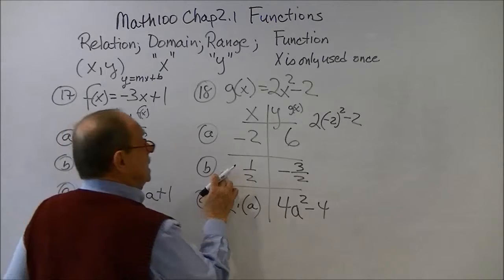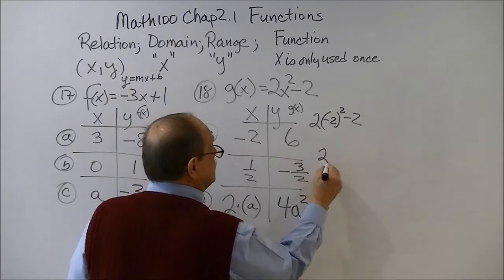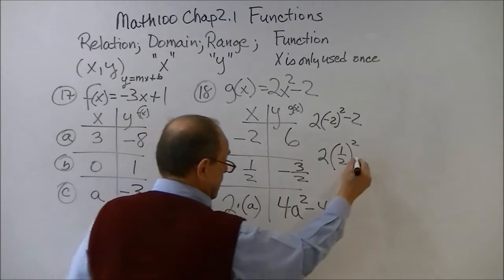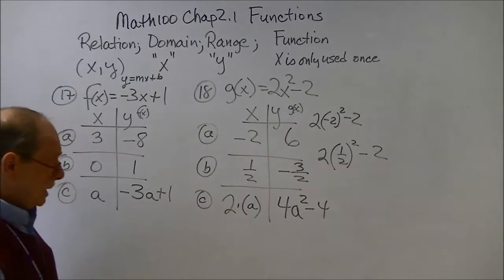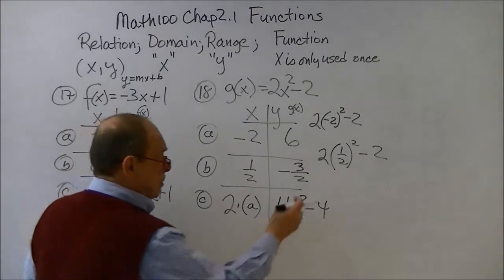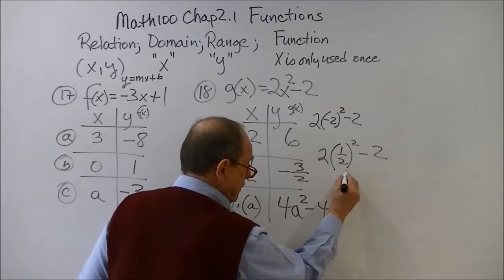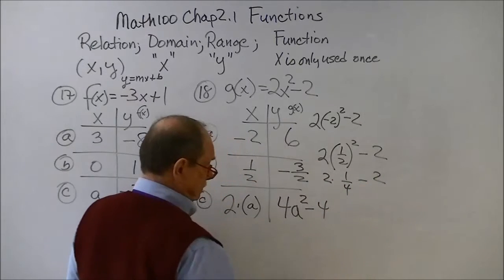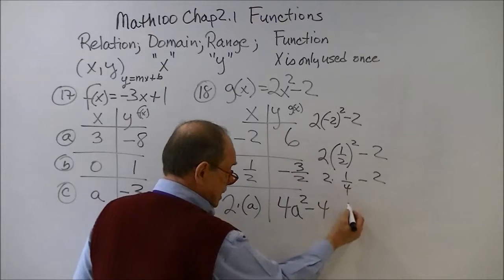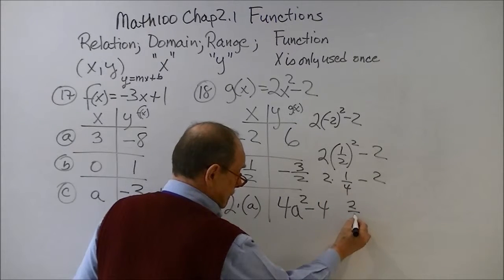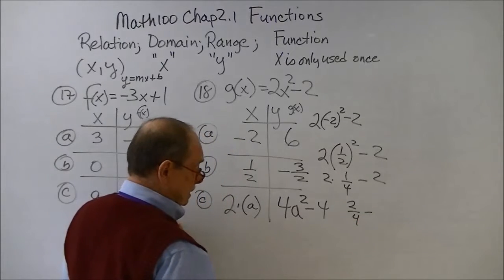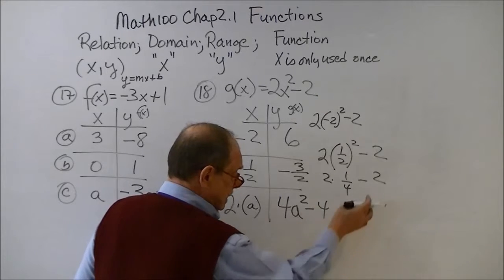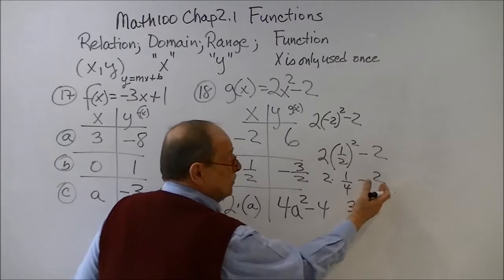Now, b is a little tricky. Let me do it for you. It's going to be 2 times, now x is 1/2 that we're going to square, minus 2. So 1/2 squared is 1/4 times 2 minus 2. Well, here, this then becomes 2 over 4 minus 2. But we can't do any subtraction there because this is not a fraction.